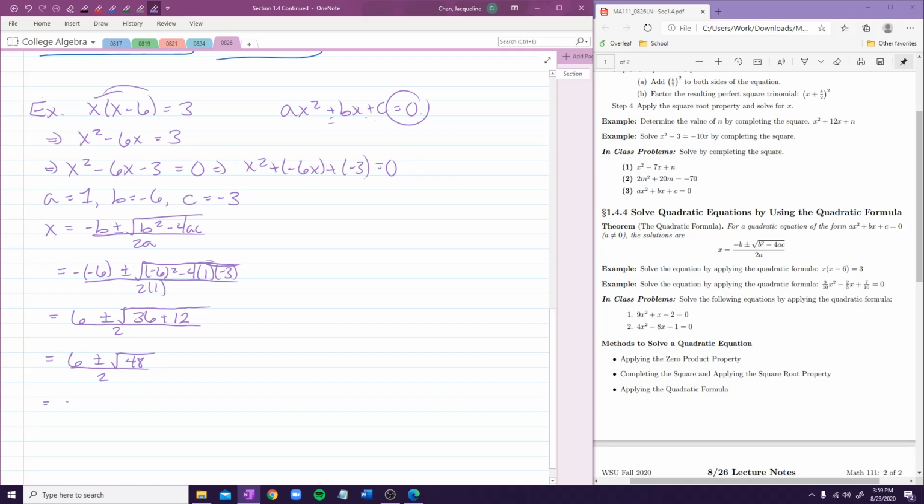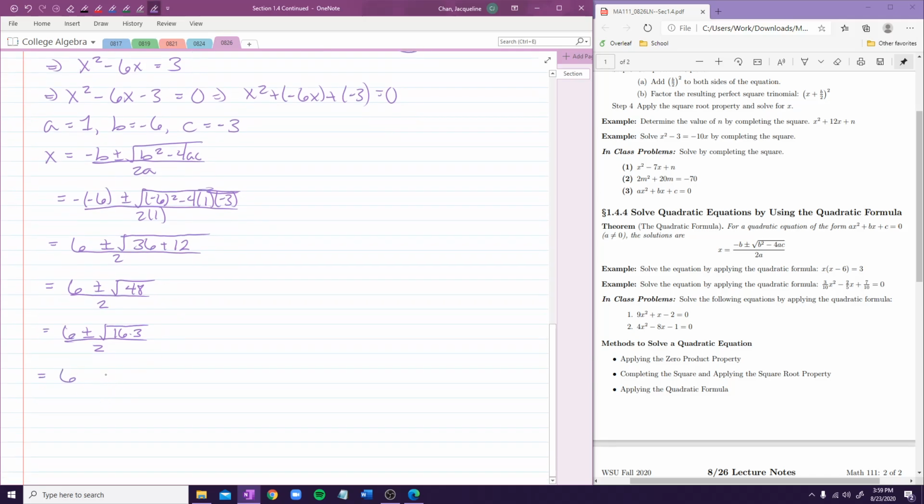When I solve for this, 48 can be reduced. 48 is 16 times 3, so this becomes 6 plus or minus 4 square root of 3 all over 2. They all have a 2 in common, so I'm going to factor out that 2. Then I'm left with 3 plus or minus 2 square root of 3 all over 2. These reduce to 1, so we are left with 3 plus or minus 2 square root of 3.